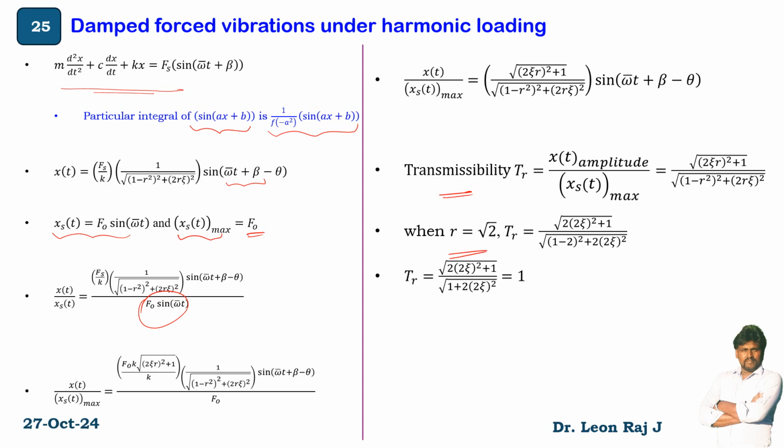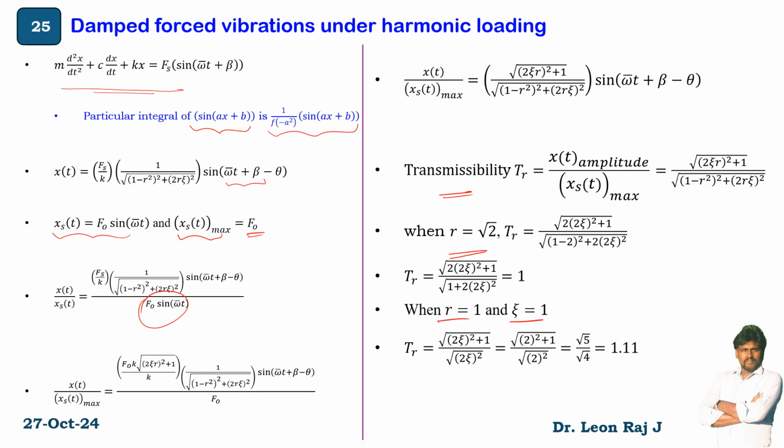Irrespective of the damping ratio, if your r equal to square root of 2, then the transmissibility is equal to 1 actually. For different r equal to 1, when xi equal to 1, the transmissibility is equal to 1.11.